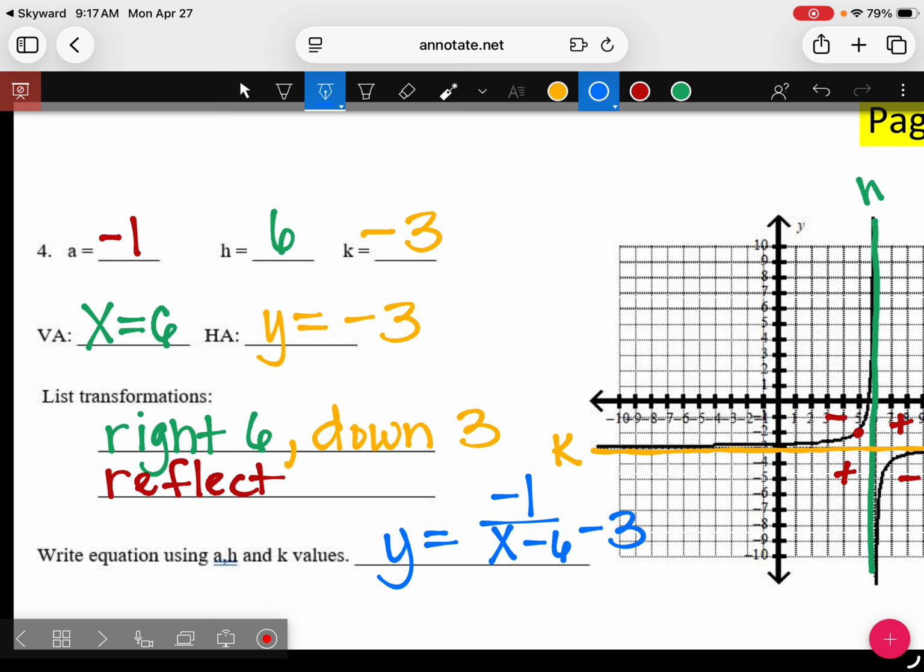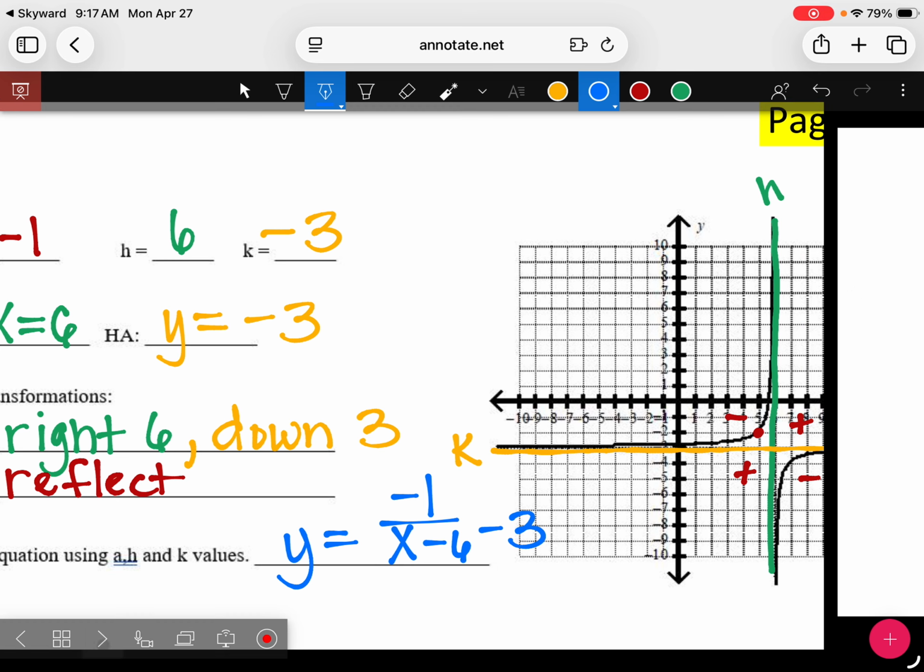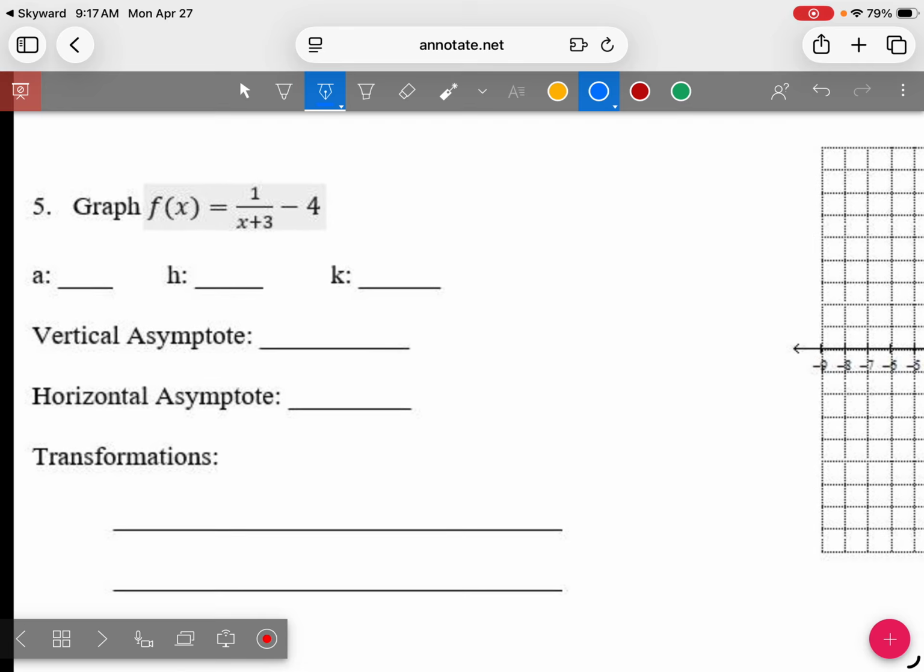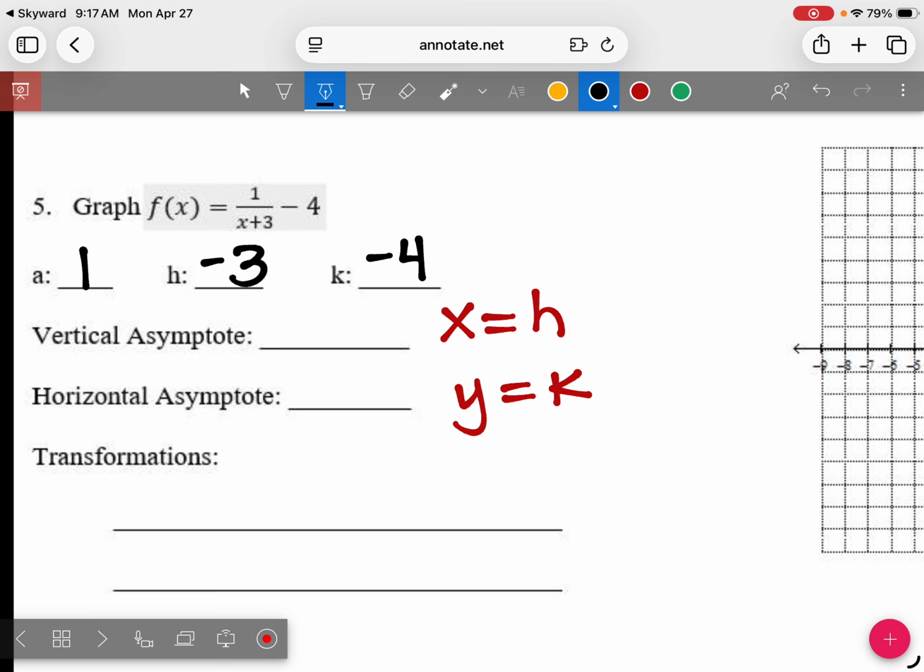So now we're going to start graphing them ourselves. Not just looking at a graph, but actually graphing it. All right, let's look at number 5. What's A? 1. What's H? What's K? Okay, so remember, this equation is x equals H, and this one is y equals K. So you have x equals -3, y equals -4.